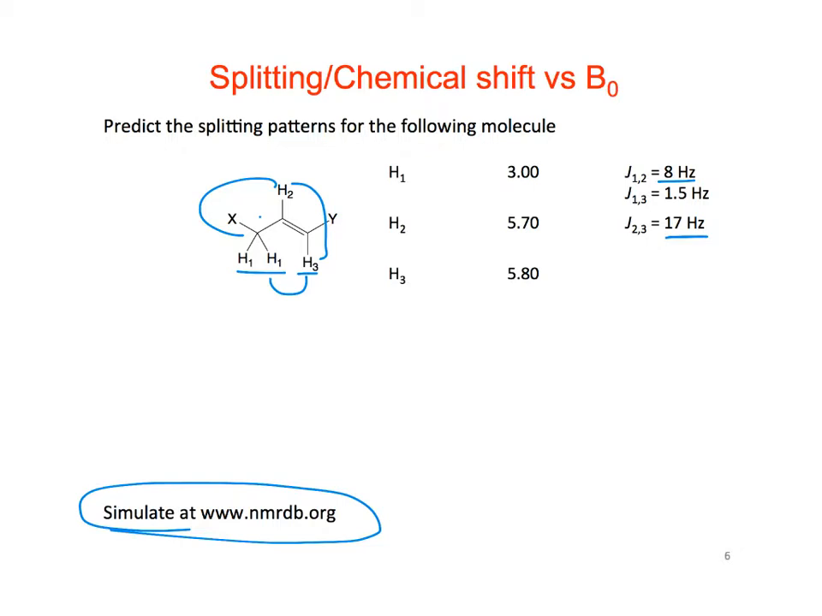Okay, so if we looked at H1, what kind of a pattern would we expect? I guess we could draw these out. A doublet of doublets, right? It couples to H2 with 8 hertz, so if this is 8, and then to H3 with 1.5 hertz, it'd be some little small coupling like this, right? So we'd see a doublet of doublets. Okay, what about H2?